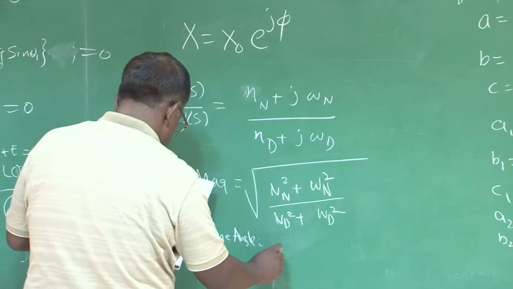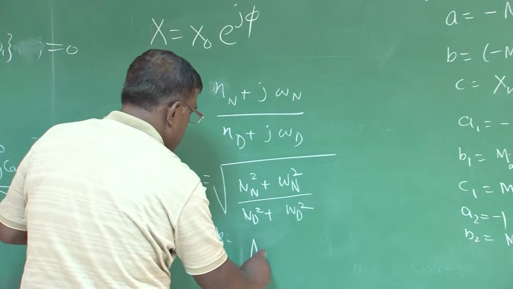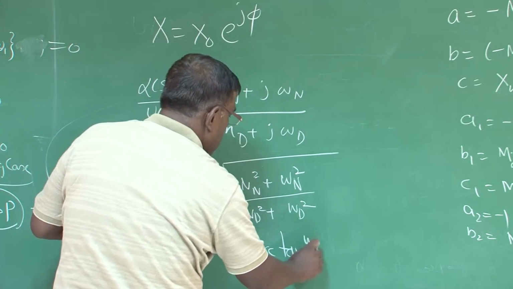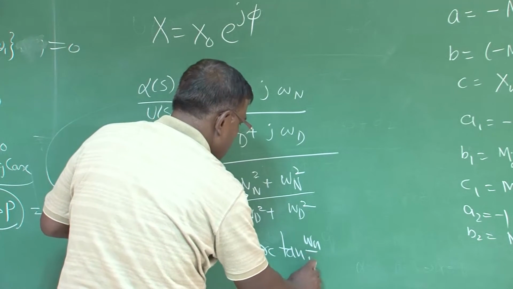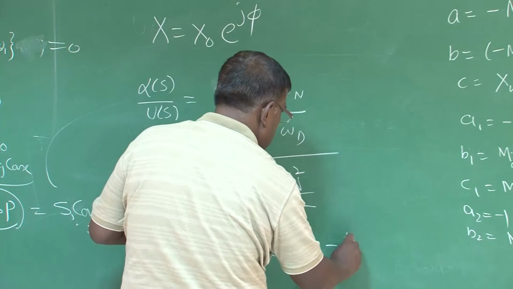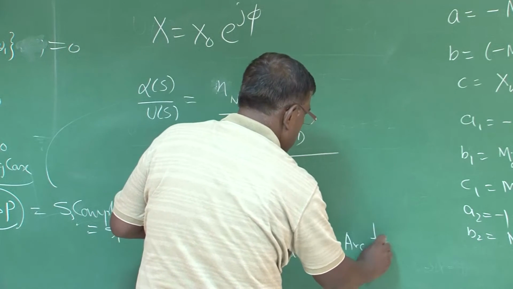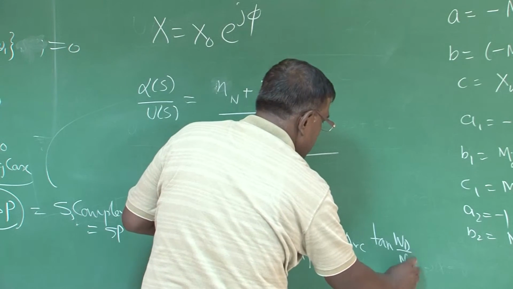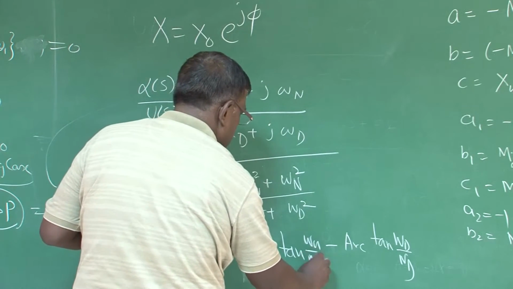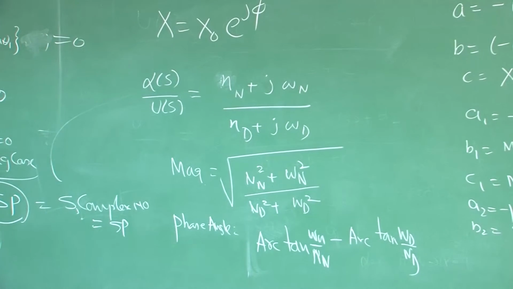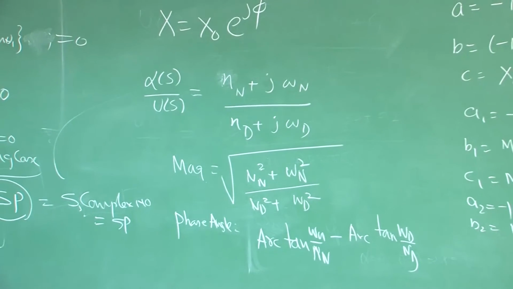And the phase angle is given as arc tan of Wn by Nn minus arc tan of Wd by Nd, the tan inverse. Okay, it is so straightforward.